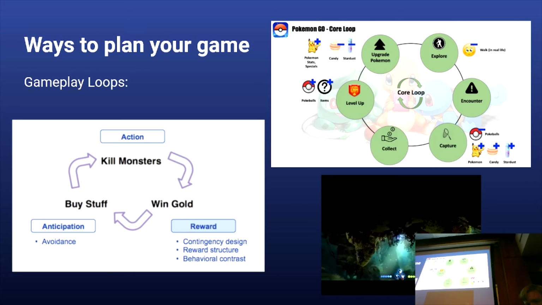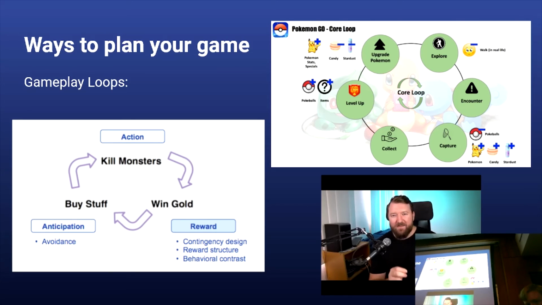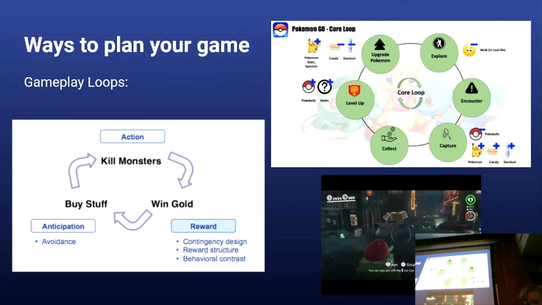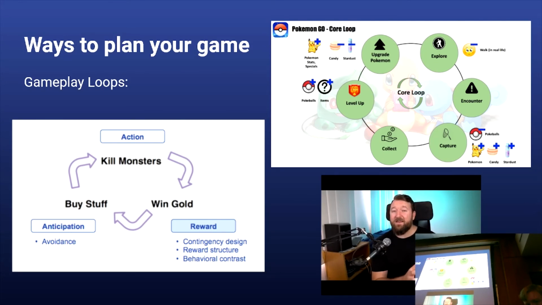Does the player know what they need to do? Is it fun to do? Is it juicy? Does it feel nice? Does it have lots of feedback? From there, you can think about the secondary gameplay loop.